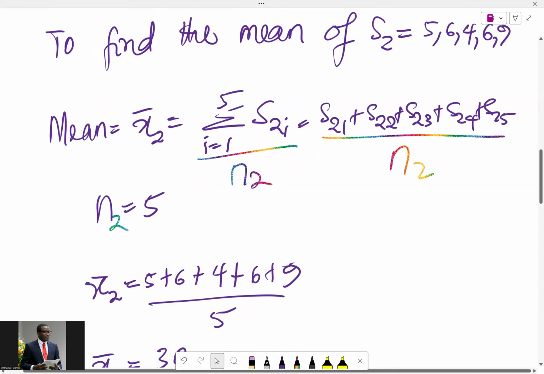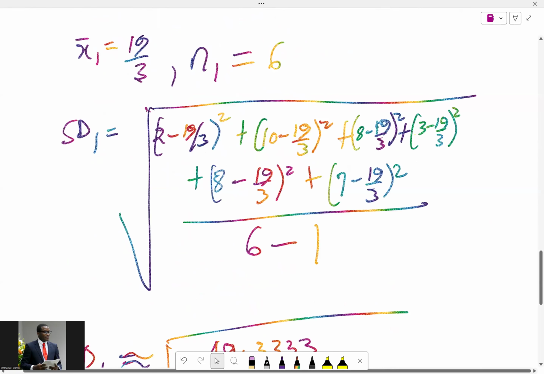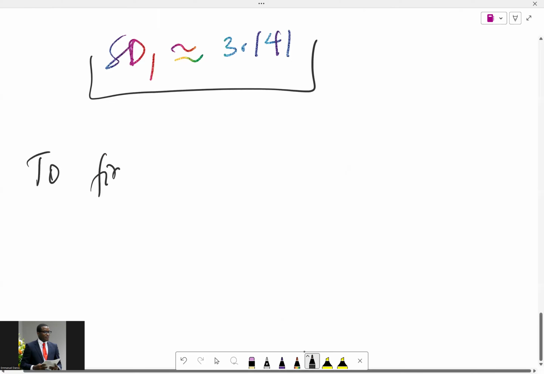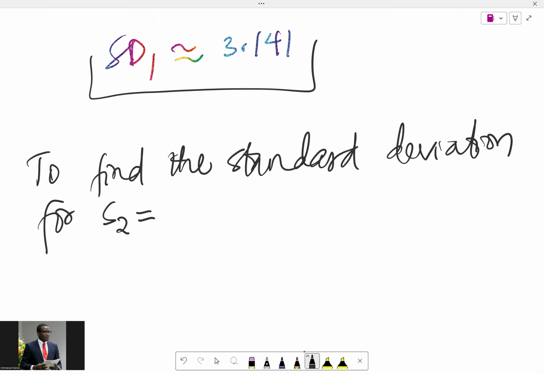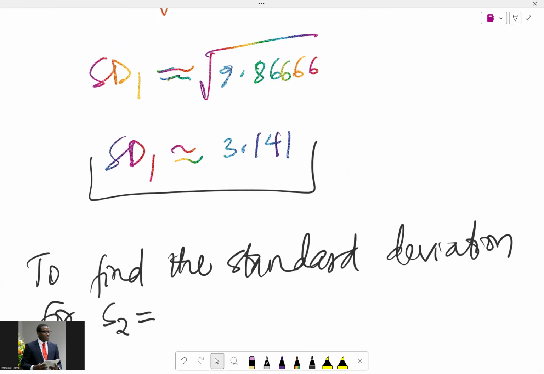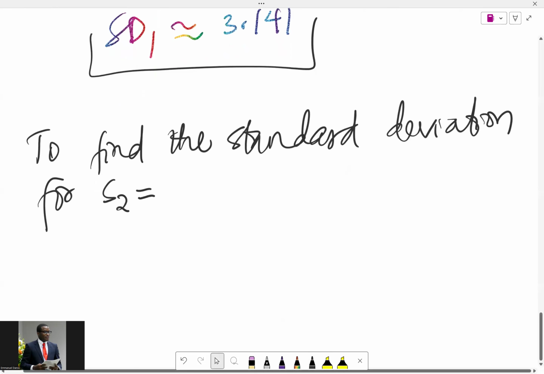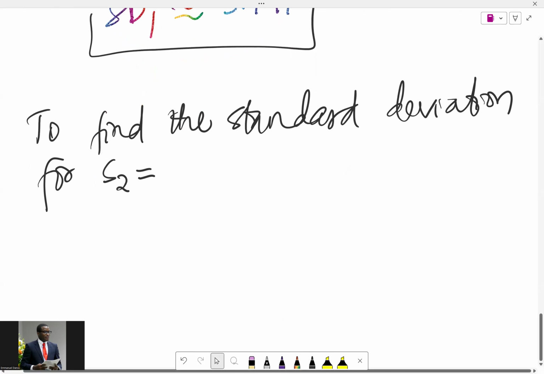Okay, so we can do the same for S2. So to find the standard deviation for S2, again, don't forget S2 has 5 numbers. S2 has 5 numbers. So we do the same kind of thing. So for S2, which has numbers 5, 6, 4, 6, 9.